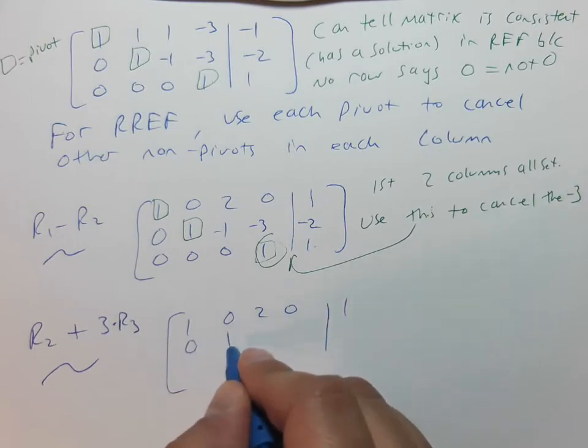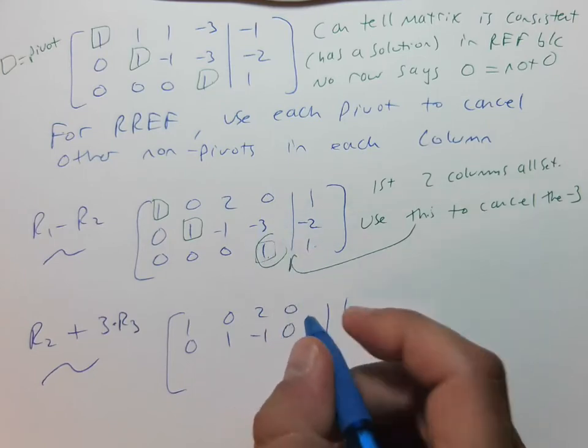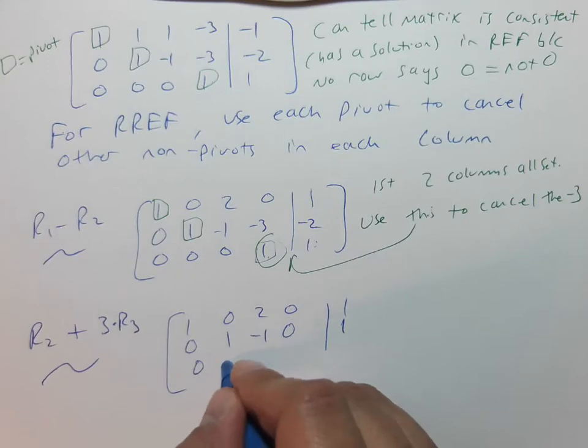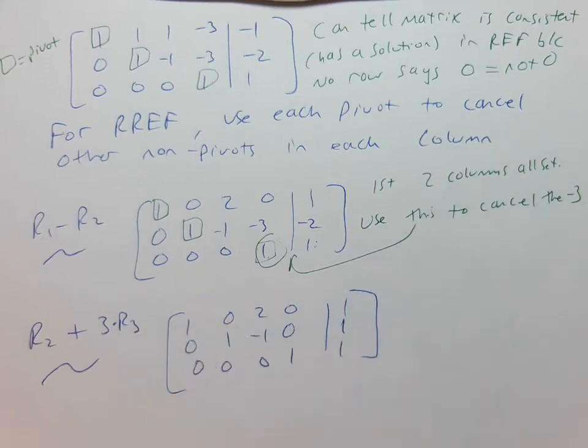Second row is going to change. We'll have 3 plus minus 3, that becomes 0. And then we'll have 3 plus minus 2 becomes 1. And then you don't have to actually leave the last row as being multiplied by 3. Like you multiplied by 3 and then added it to row 2, but then it's kind of like you multiplied by 1/3 and just made it back to normal. Right? And now it's fully reduced, right?